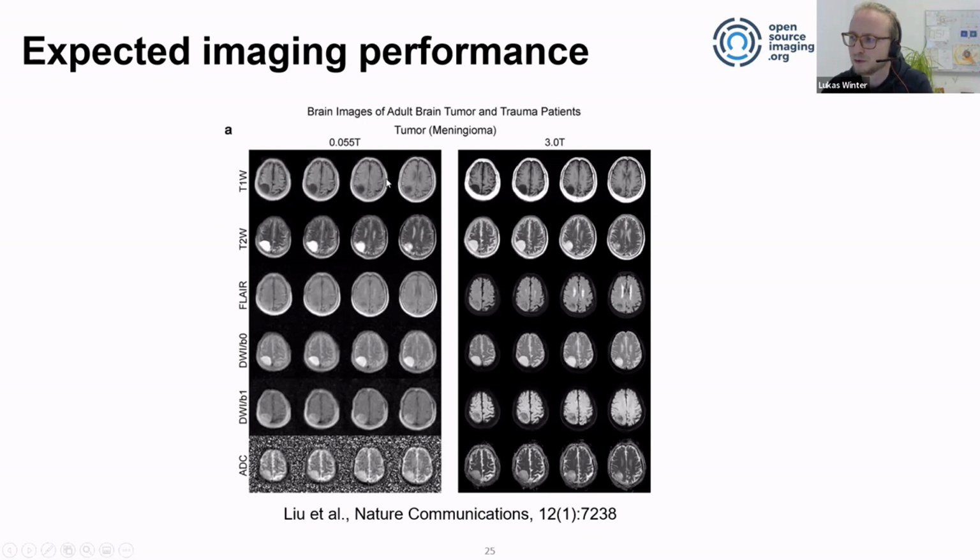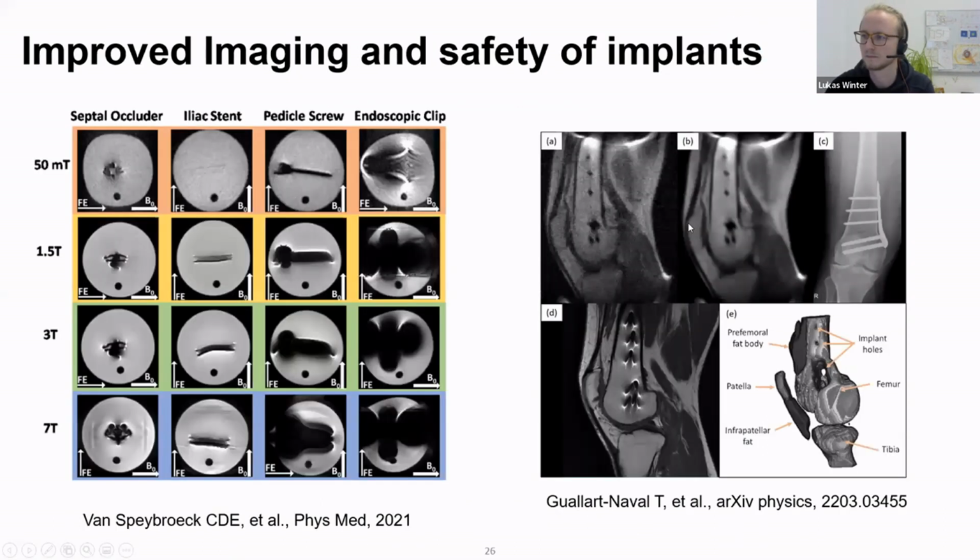And here you can see a patient with a tumor, with different contrasts from different imaging techniques, also diffusion weighted imaging, etc., compared to 3 Tesla images. In these images, you can clearly see that there is this tumor, and you could probably also very well determine the size of it, etc. So there's plenty of information, even in this low field regime, which needs to be explored.